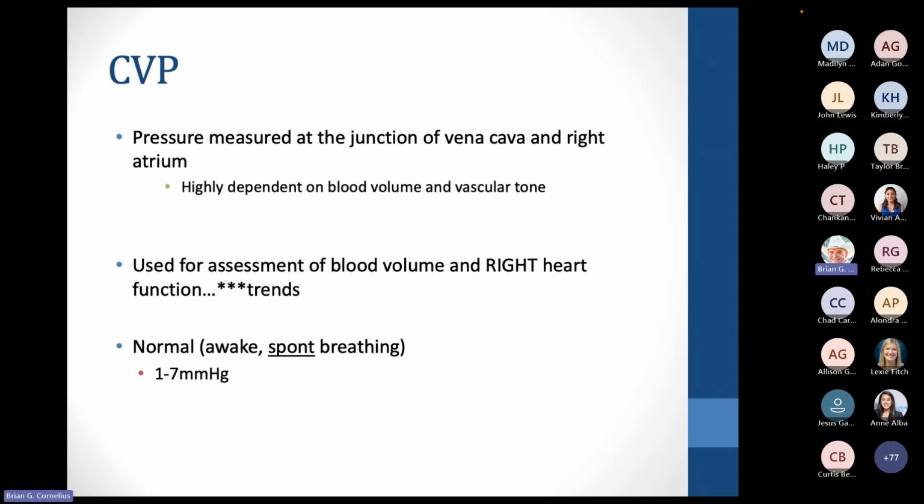Normal CVP for somebody that's awake and spontaneously breathing is 1 to 7. And the reason I put that in there is that there are things we do that will affect CVP. If you have somebody that's being ventilated by positive pressure ventilation, you may have an artificial increase in the CVP because the intrathoracic pressure is increasing. Whereas if they're breathing spontaneously, since they have that vacuum of the diaphragm dropping down, it doesn't tend to alter it quite the same way.